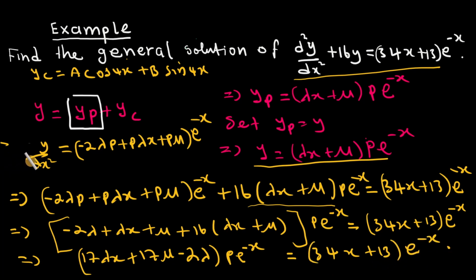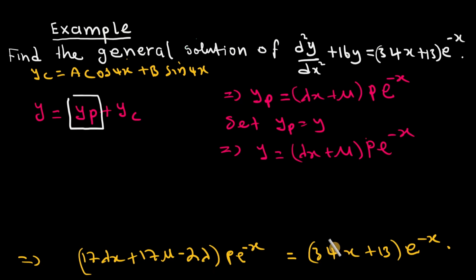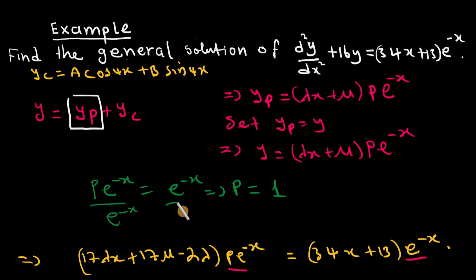Now I need to compare the coefficients of the two sides of the equation. You see that p times e to the minus x is the same as e to the minus x. It means p is equal to 1. That's if I divide both sides by e to the minus x, e to the minus x here will be 1, here will be 1, here will cancel, and I'll be left with p equals 1. That is p equals 1.